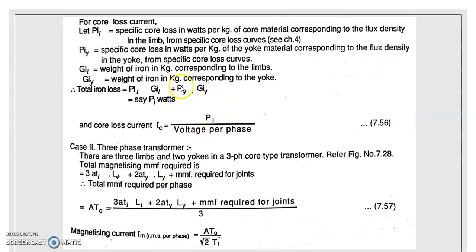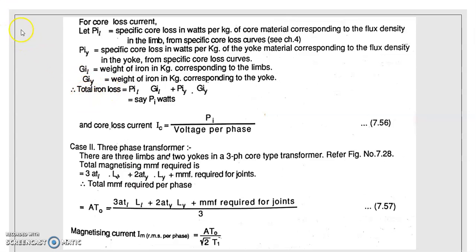Now for core loss current, PIL and PIY are both the specific core loss in watts. Both are per kg, it is very important, per kg, respectively for limb and for yoke. GIL and GIY are the weight of the iron in kg corresponding to the limb and the weight of the iron in kg corresponding to the yoke.